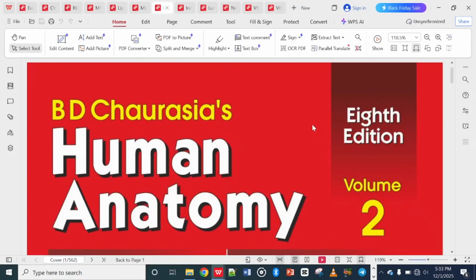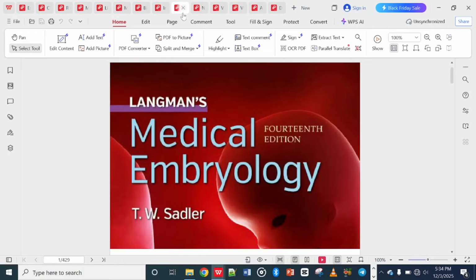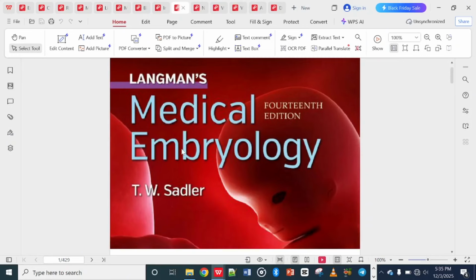So the other textbook is okay. This one is for histology. The other one is for gross anatomy. For histology we use the Besing textbook. This is it. Then for medical embryology, we make use of Langman. That is Sadler. We make use of Sadler's embryology to read embryology.